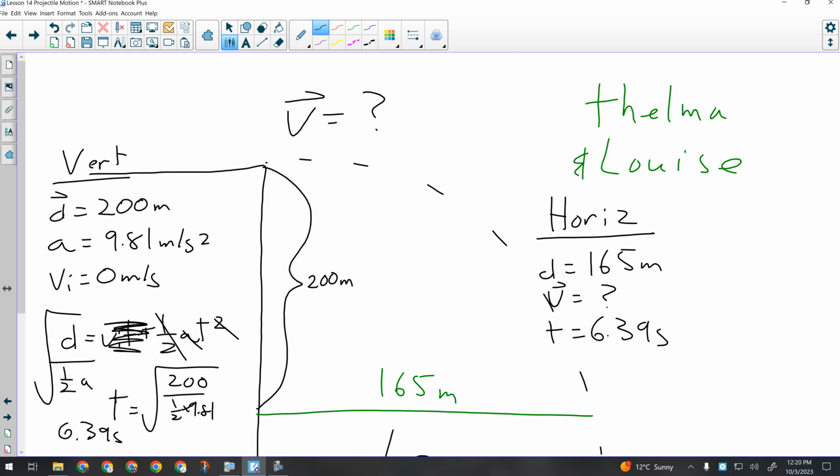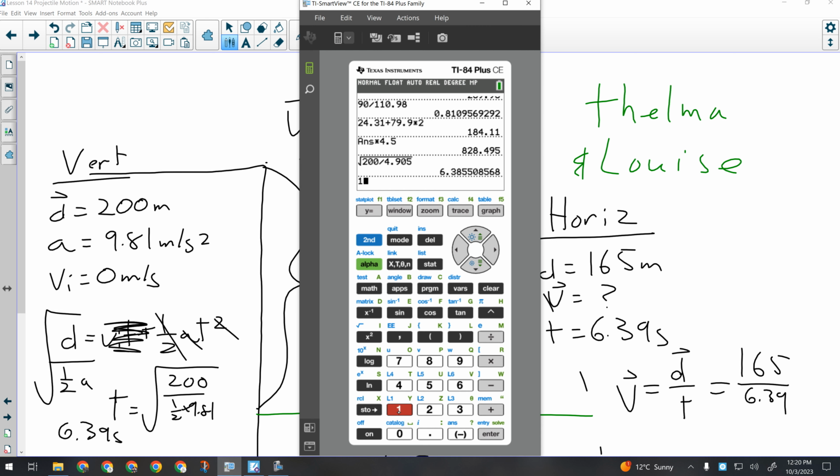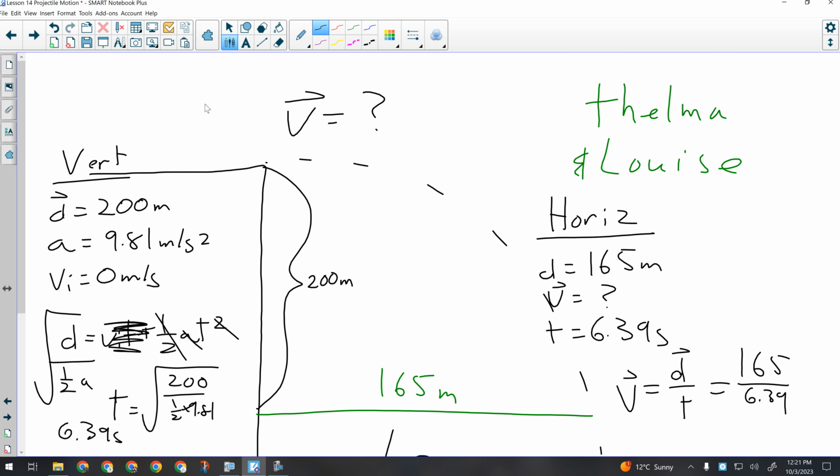Can I find V now? I can, because I have to understand that because it's traveling at a constant velocity, this formula can be used with the horizontal information. Right? And all I have to do is plug in my numbers. 165 divided by 6.39 seconds, obviously with all the decimals in place. So 165 divided by the answer there. All right, they were driving at 26 meters. Actually, we have three significant digits. 25.8 meters per second.